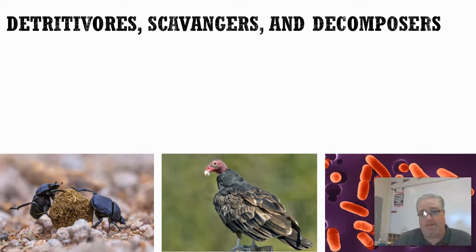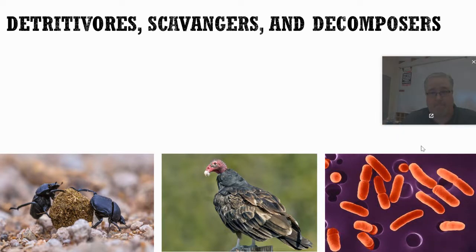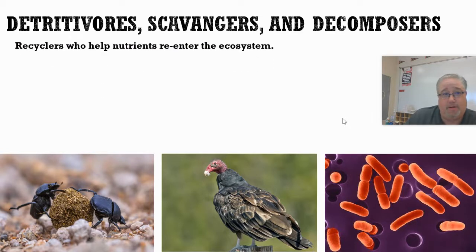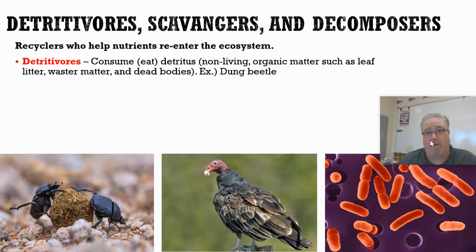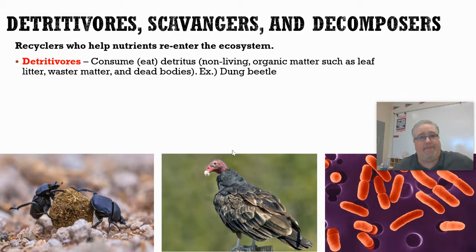Here's a few more terms of some organisms. If we're going to get into food webs and food chains, you probably should understand some of these terms. These are all examples of pretty essential components of a food web or a food chain: detritivores, scavengers, and decomposers. So let's understand the difference between the three. We're going to start here with the term detritivore. And a detritivore is basically any organism that eats dead stuff, okay, non-living organic matter.